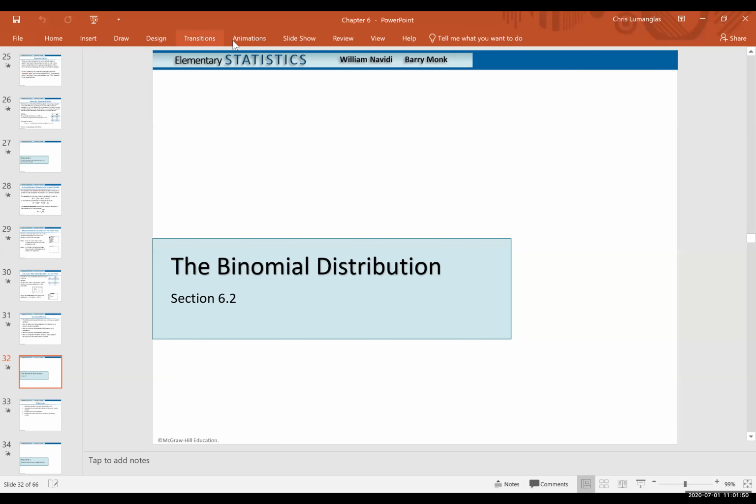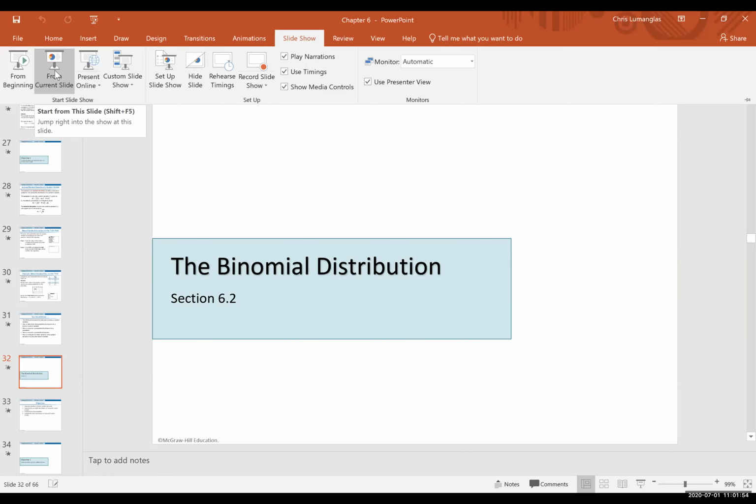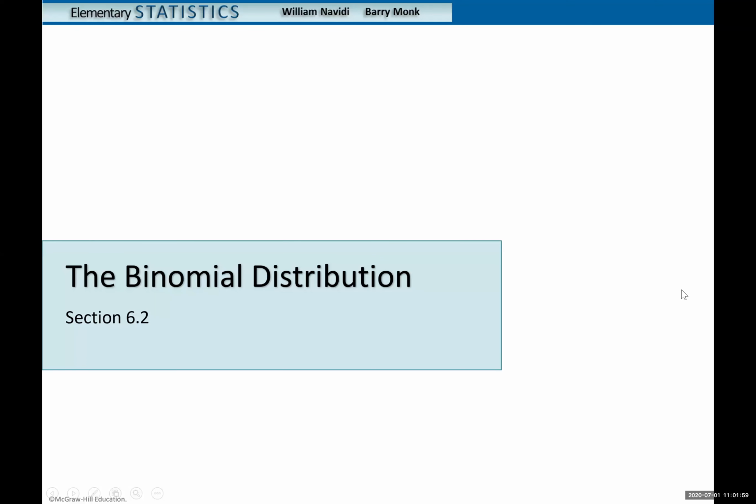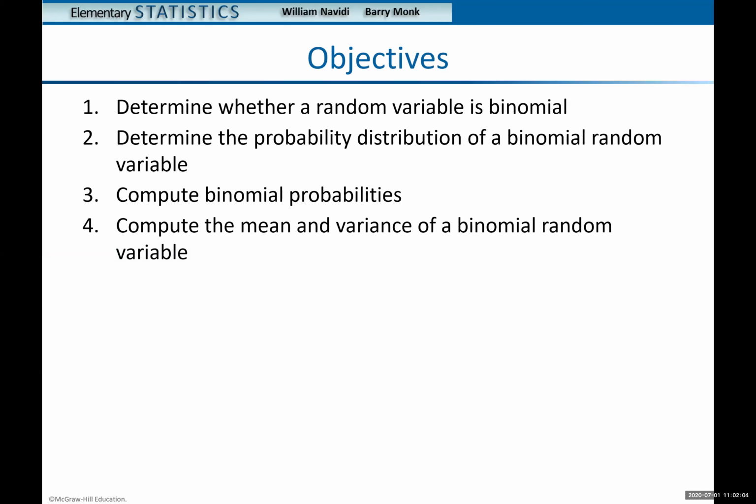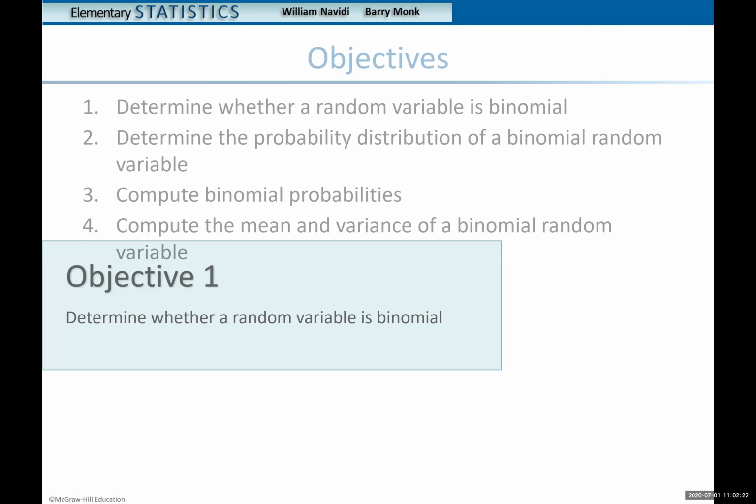Okay. Let's continue our lecture, and we're going to have more practice tomorrow. The next topic is binomial distribution, 6.2. Objectives: determine whether a random variable is binomial. Then next, determine the probability distribution of a binomial random variable. Then compute the binomial probabilities. And again, compute the mean and the variance.